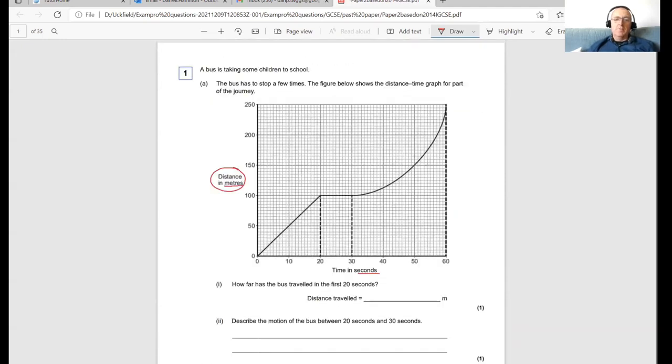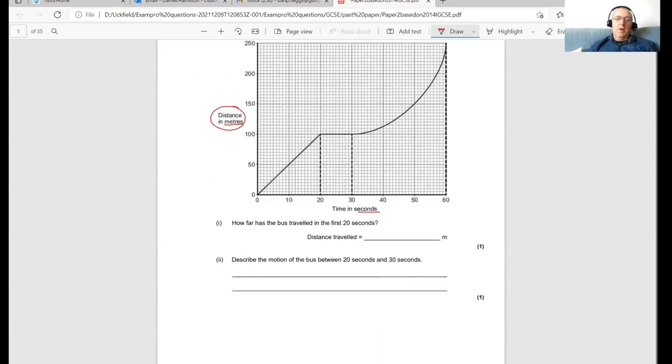So there's our question. How far has the bus traveled in the first 20 seconds? Well, helpfully it's got dotted lines on here to show us 20 seconds. But if we come across to 20 seconds, come up to the graph, and then read across to the axis, we have 100 meters. So there's the answer to that.